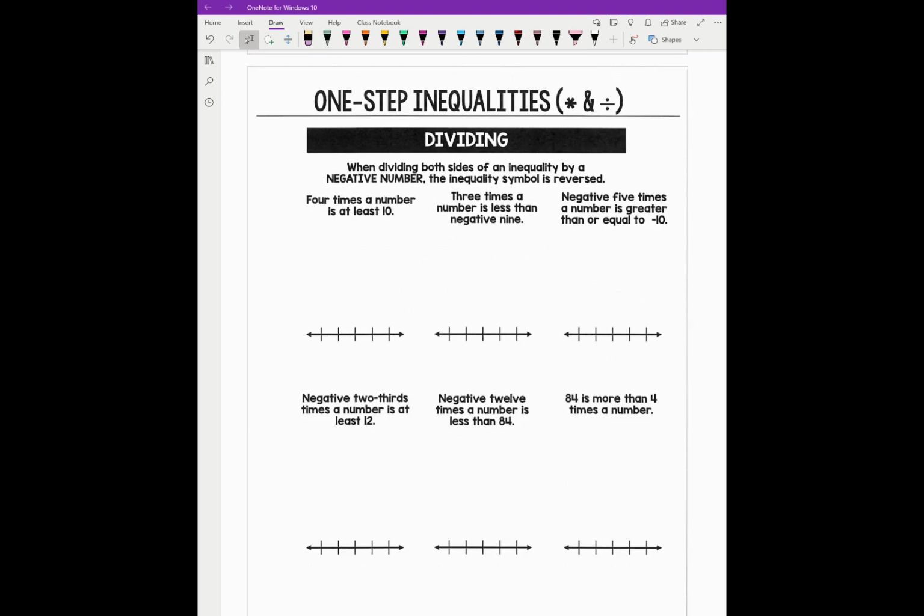Okay. So these ones are going to focus on dividing, but it's the same rule that if you divide by a negative number on both sides, you have to make sure you flip that inequality sign. Same rule for dividing. So my first one, 4 times a number is at least 10. So I'm going to do 4x at least tells me it has to be bigger than, but it could also be equal to 10. My one step to solve, I want to get that 4 away from the x, so I'm going to divide on both sides by 4.